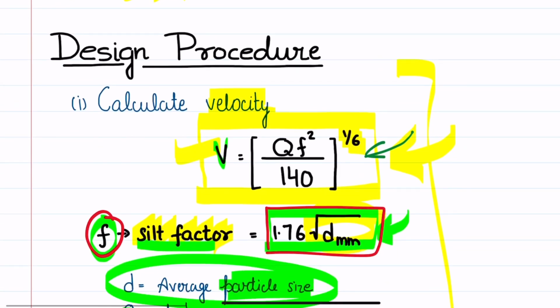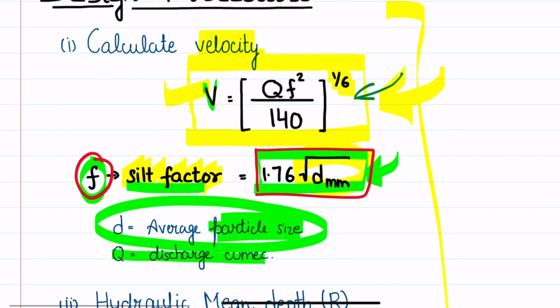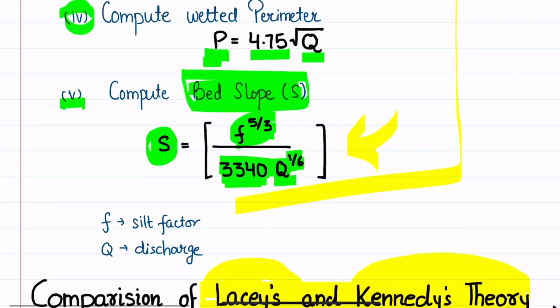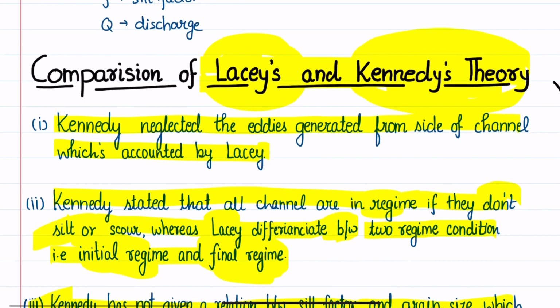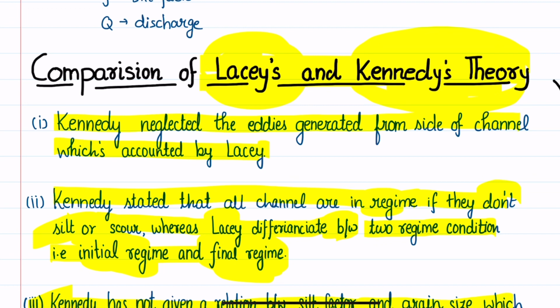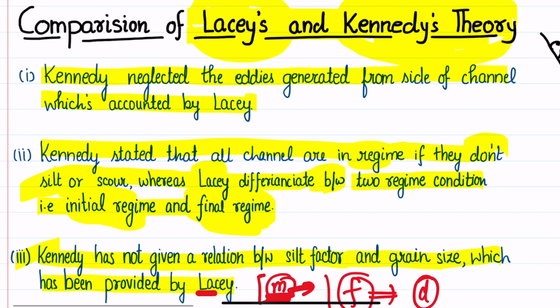We have also discussed in the previous video lectures the design steps that Lacey gave, and then we compared Lacey's theory with Kennedy's theory, and we discussed how Lacey's theory was superior to Kennedy's theory. So all these things we have discussed in the previous lecture. If you haven't watched that lecture, I'll recommend you go and watch it.